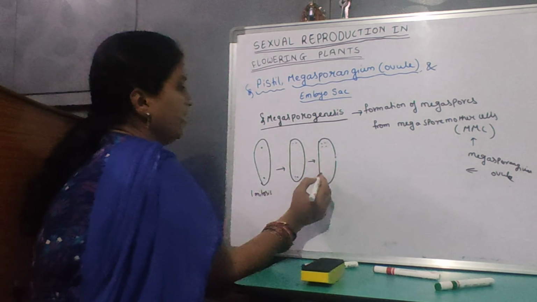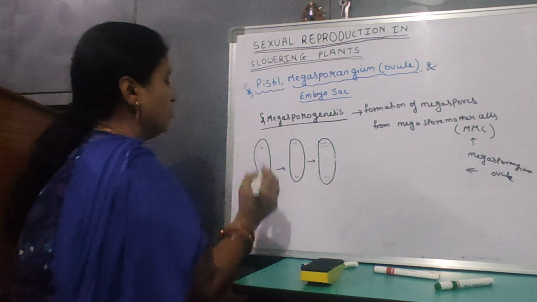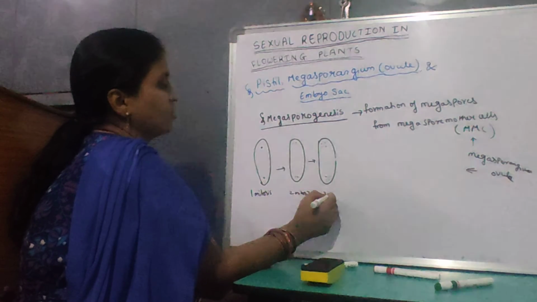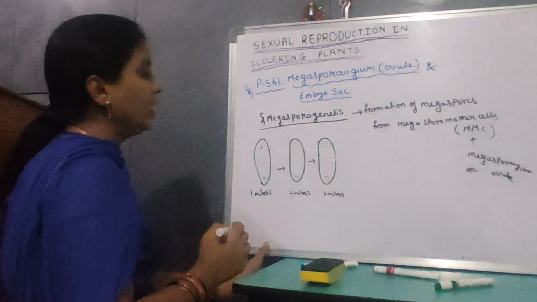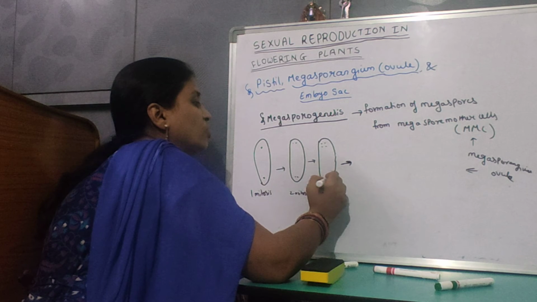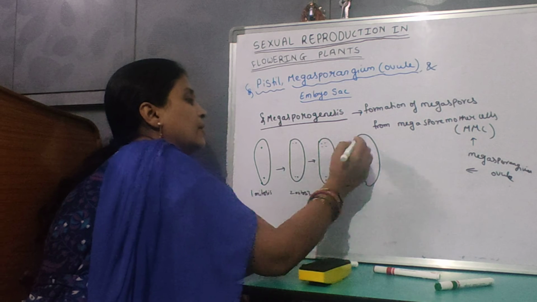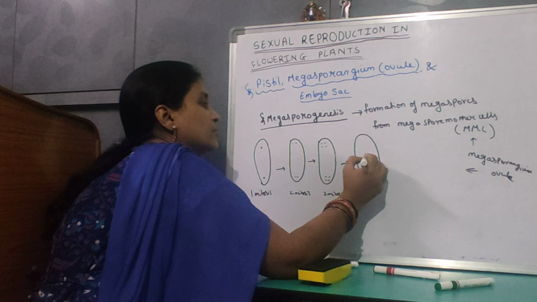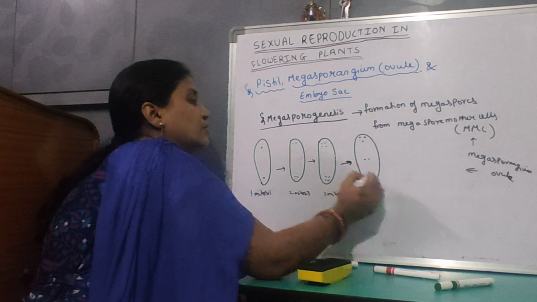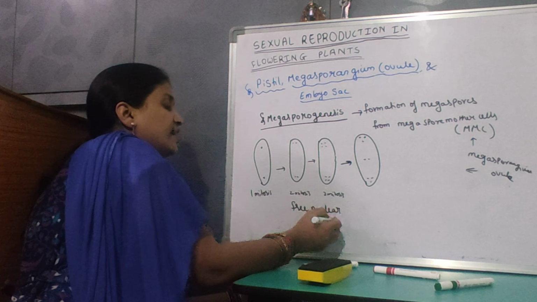As a result, 8 will be formed. Second mitosis, third mitosis. Then one of the nuclei at the polar ends will move towards the center. Okay, so here like this. So these are all free nuclear division. Here the cell wall formation didn't take place.